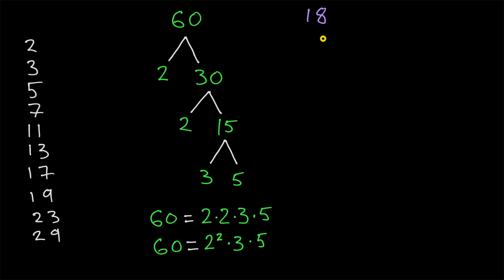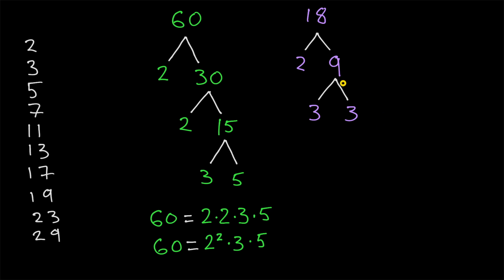Okay, and now let's do the same for 18. 18 is clearly an even number, so it is divisible by 2. So we're going to get a 2. And then 18 divided by 2 is just equal to 9. Now, is 9 a prime number? When we check our list, 9 is not on the list, so 9 is not a prime number. 9 is not an even number, so it's not divisible by 2. Is 9 divisible by 3? Yes, it is. 9 divided by 3 is just equal to 3. So we can prime factorize 9, and we get a 3 and a 3.